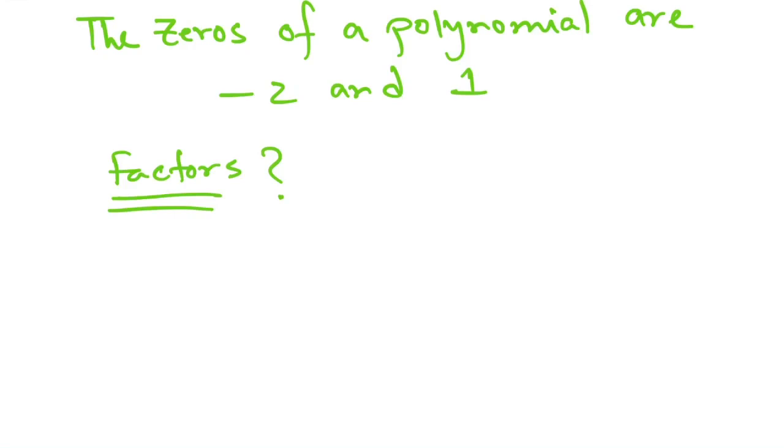Now, let's say they are giving you the zeros of a polynomial, and they're equal to -2 and 1. Can you give us the factors? Let me read the question one more time. If they give us the zeros of a polynomial, can we find out the factors? In this specific problem, the zeros of the polynomial are -2 and 1. How can we find out the factors? I'll give you 10 seconds to think about it.